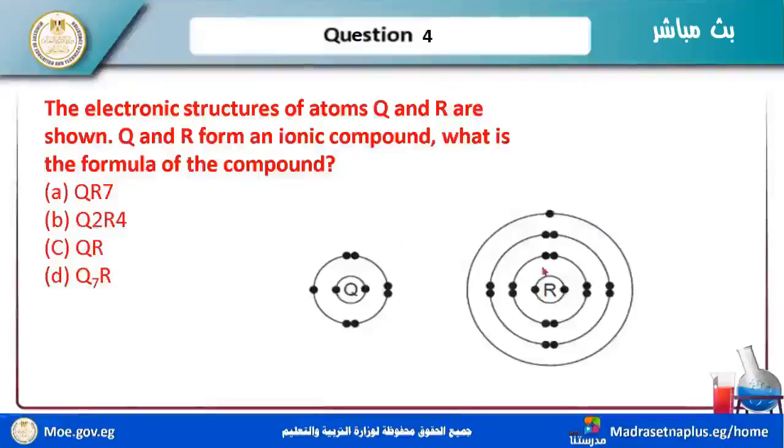Now they are converted into negative and positive ions. Now the electronic structure of atoms Q and R is shown. Q and R form ionic bonds. I explained that for the ionic bond formed between them, what is the formula of the compound? We find that this atom gains 1 electron and this atom loses 1 electron, and this is converted into a negative ion and the other converts into a positive ion.